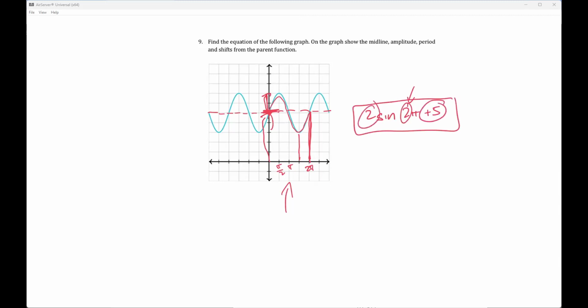Okay, how do you know that amplitude is 2? Because remember the midline right here? Here's the midline right here, right? That's the middle of the wave. It's how high it goes from the midline. That's the amplitude. Or how low it goes from the midline. All right. Cool.